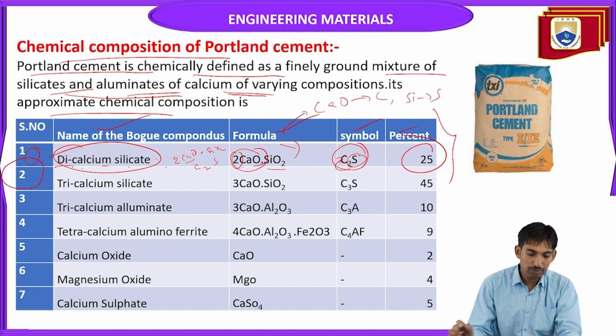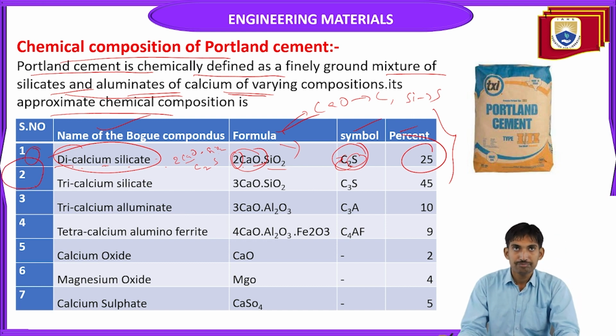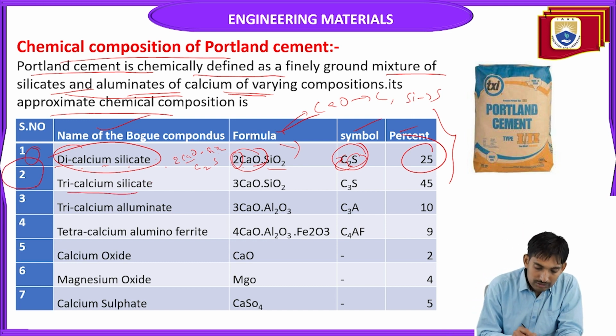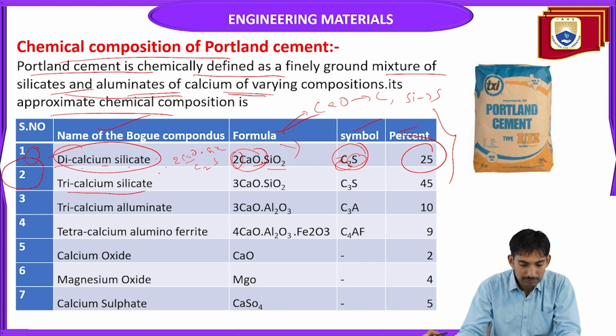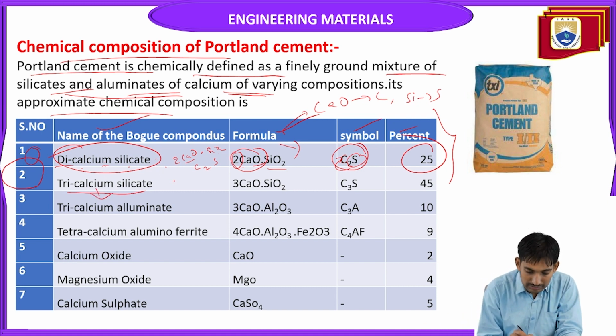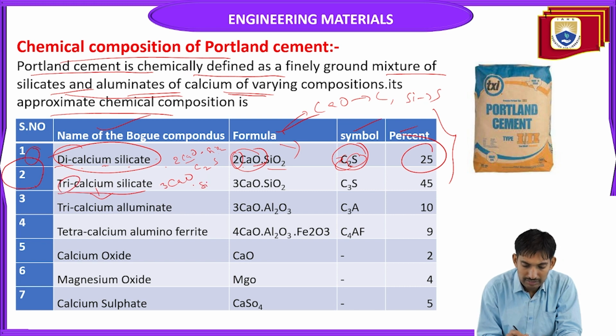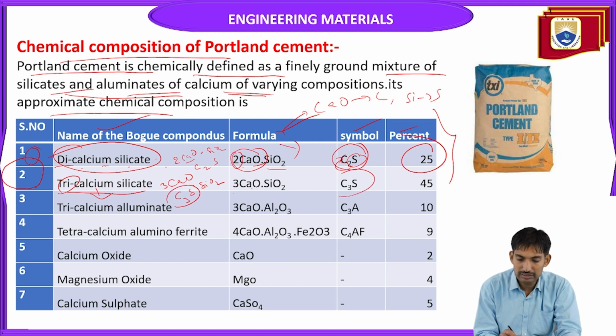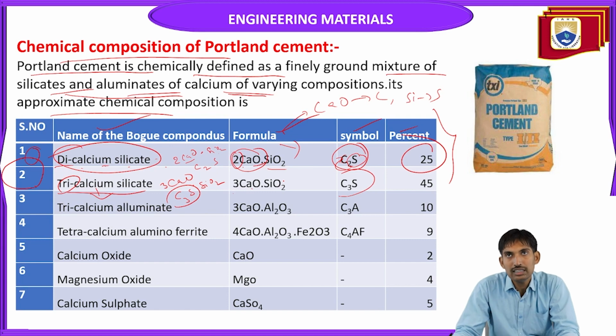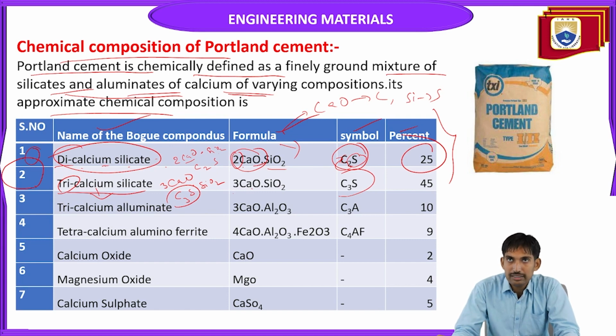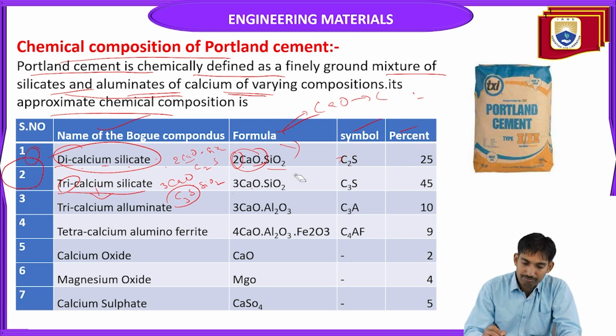The next compound present in the Portland cement is tricalcium silicate. Calcium is nothing but CaO, tri means 3 CaO. Silicate is nothing but SiO2. The short formula is C3S, 3 CaO SiO2. This is the short form of tricalcium silicate. The percentage of tricalcium silicate present in the Portland cement is 45%.